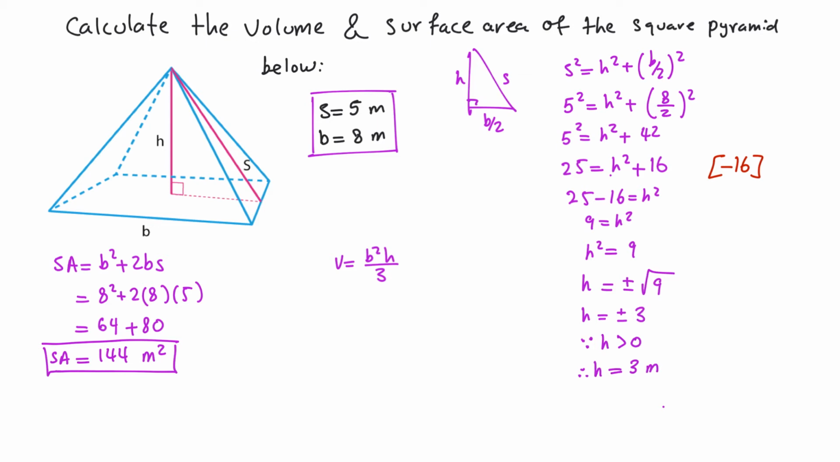Now that I have my H value, my life has become very, very simple. All I have to do is plug in the B value, which is 8 squared, multiply it by my height, which is 3, and then divide it by 3. This is nice because 3 divided by 3, they cancel out, and I'm left with 8 squared, which is 64, and therefore my volume is 64 meters cubed. I'm going to box that answer.